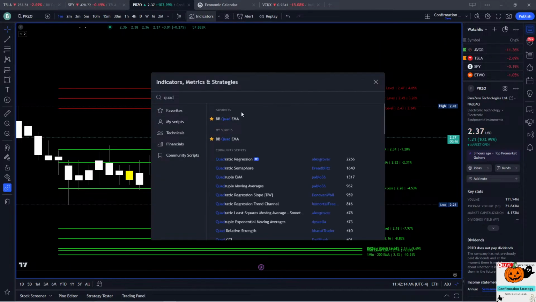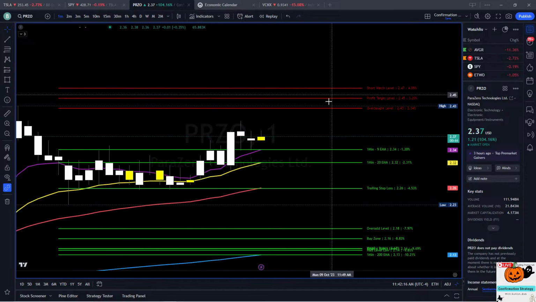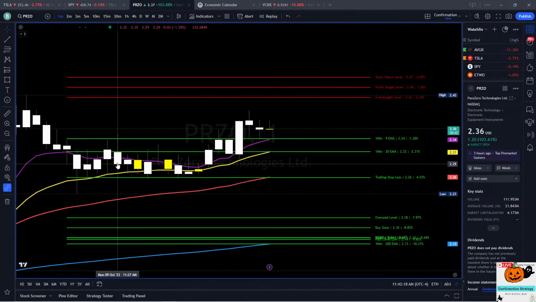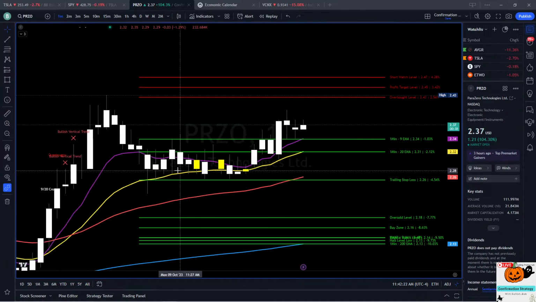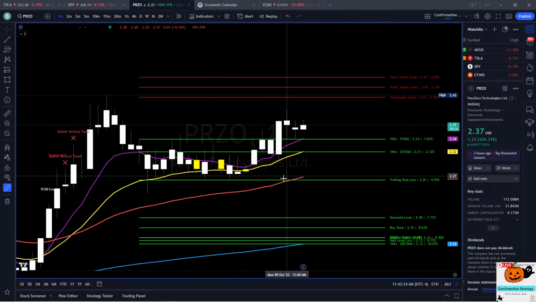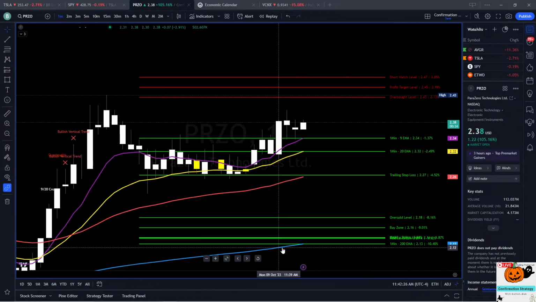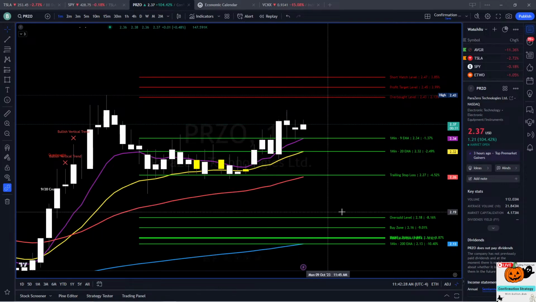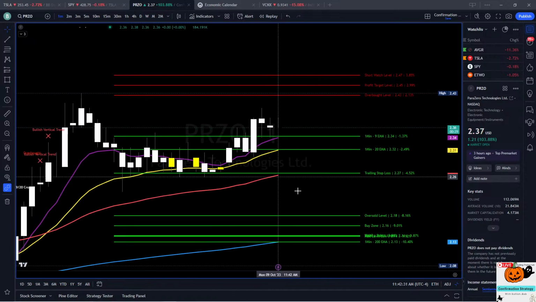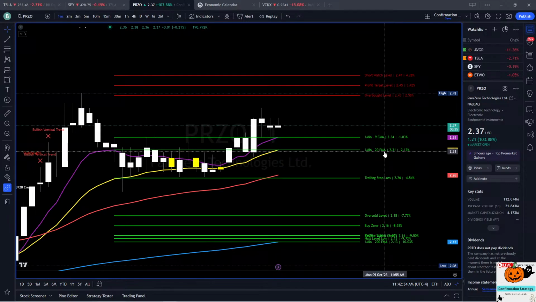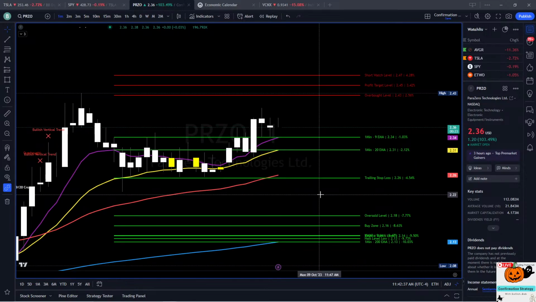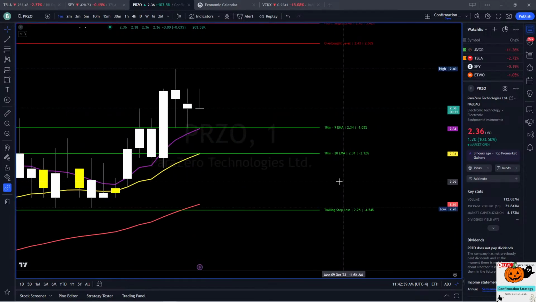quad. We'll do quad EMAs here. This is an indicator I built. So the purple line is the 9 EMA, the yellow line is the 20 EMA, red is a 50 EMA, which I'm not so concerned with, and the 200 is the blue down below. I have mine set as actual horizontal lines instead of these curved lines, so it makes it easier for me in my opinion.